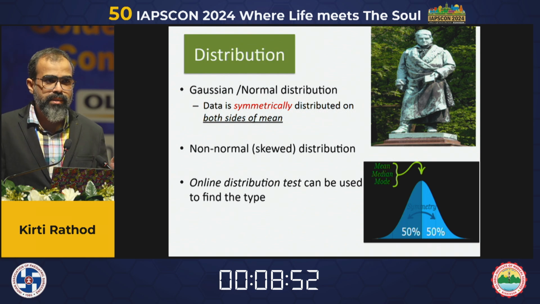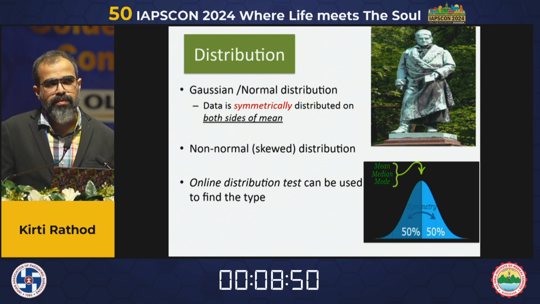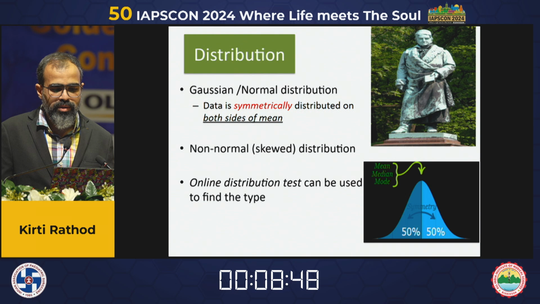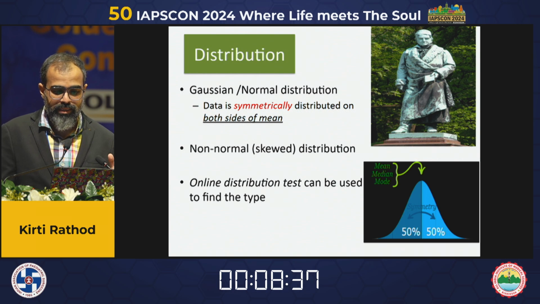The next thing we know is distribution. All the papers will keep quoting about normal distribution. What is normal distribution? It was given by a person called Gauss, who was a German mathematician. This means the data is normally distributed on both sides.